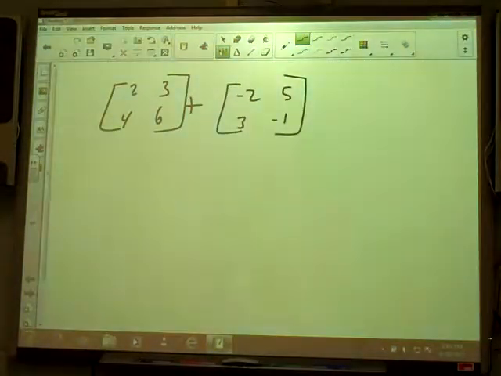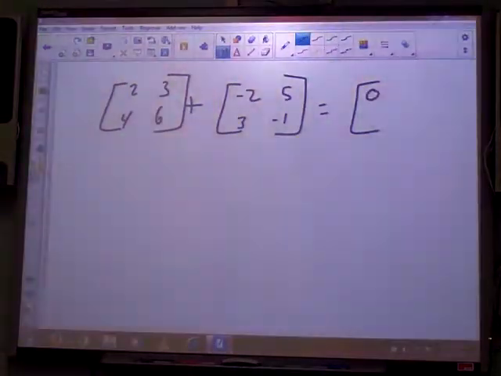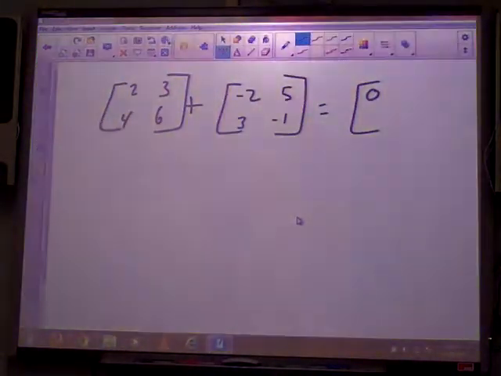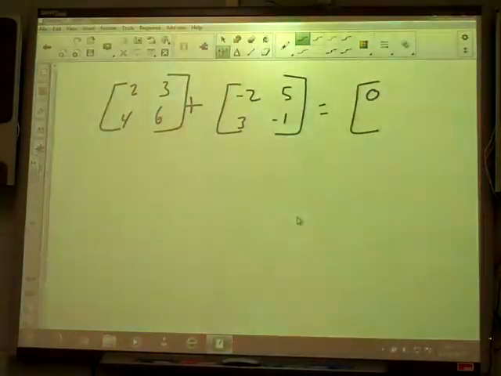So I'm going to look at this. My answer is going to be a matrix. Top left plus top left: 2 plus -2, 0. Good, Chase. And I'll put that in the top left. You put it where it came from. You're not going to add top left, and then put it in the bottom right. Put it where it came from.